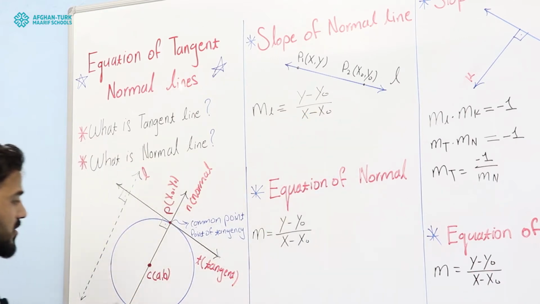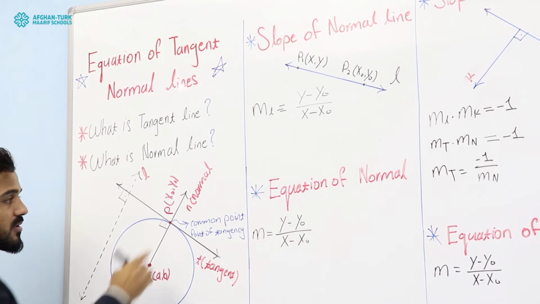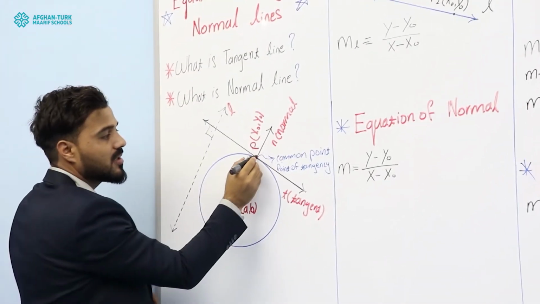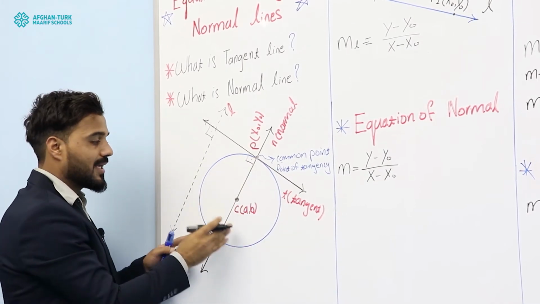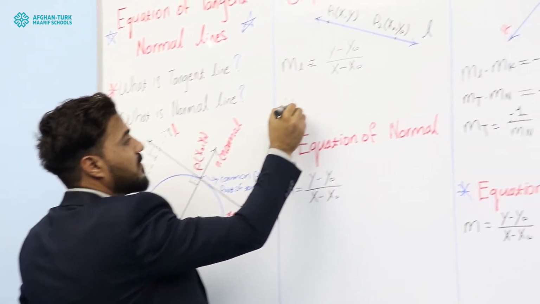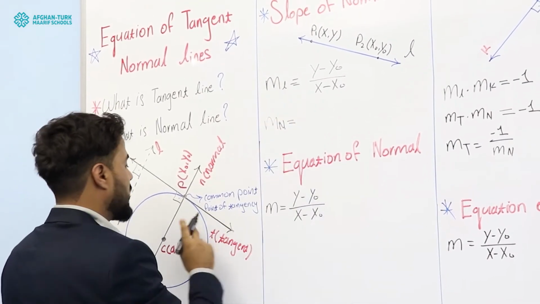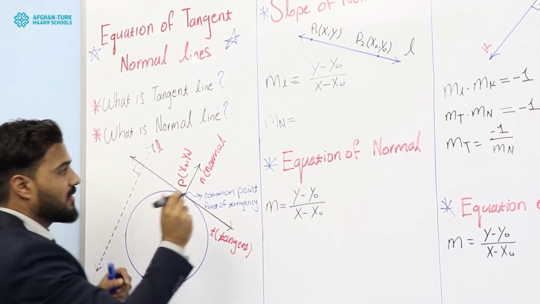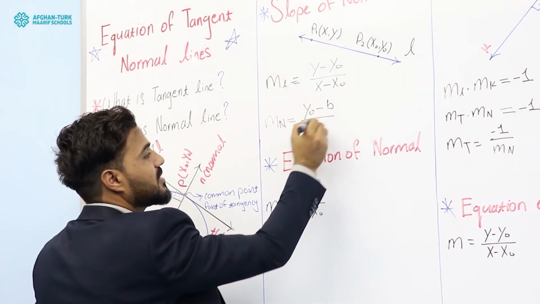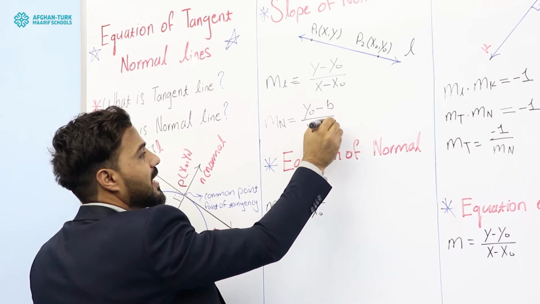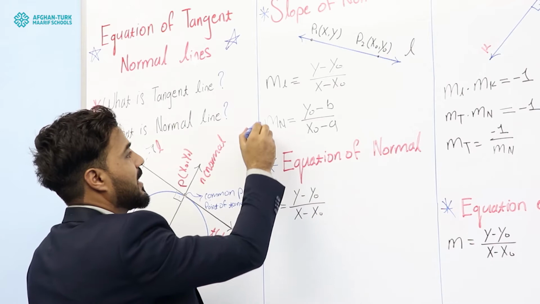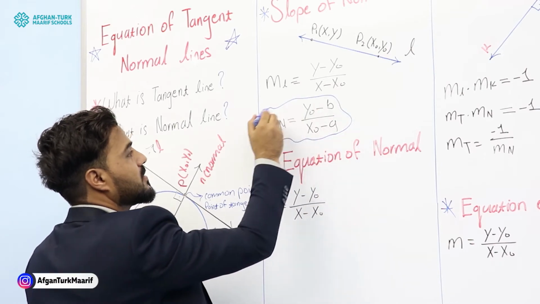In here also we have coordinates of 2 points of this normal line, which are center of the circle and point of tangency. So we can easily find its slope like this. M of normal line is equal with y0 minus b divided by x0 minus a. This is called the slope of normal line of a circle.